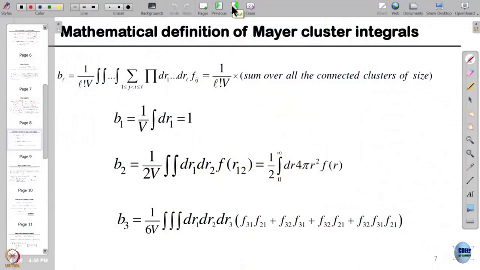And then we have done it before. Then what Mayer did, okay, he did something very smart. He said, well, I have defined m_l as the number of clusters of size l.